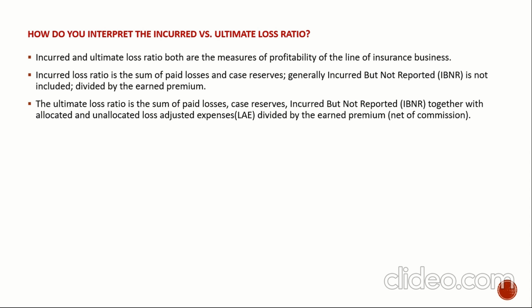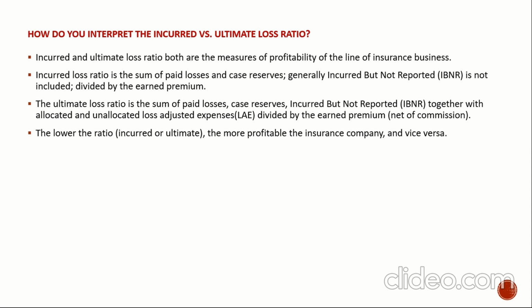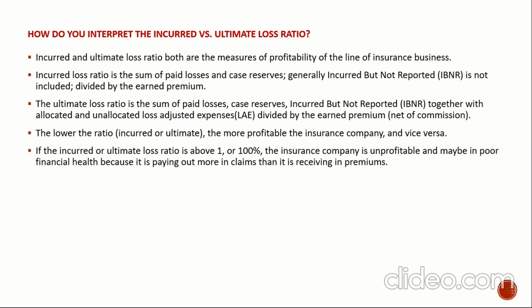Though there exists a slight difference between incurred loss ratio and ultimate loss ratio, both ratios are preferred to be lower. If the incurred or ultimate loss ratio is above 1 or 100%, the insurance company is unprofitable and may be in poor financial health because it is paying out more in claims than it is receiving in premiums. However, while comparing, it may not be possible to know the exact value of the ultimate loss ratio for a long time after the end of the policy period.